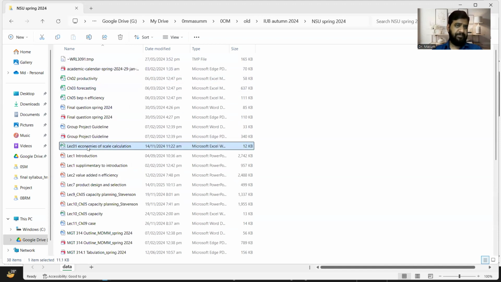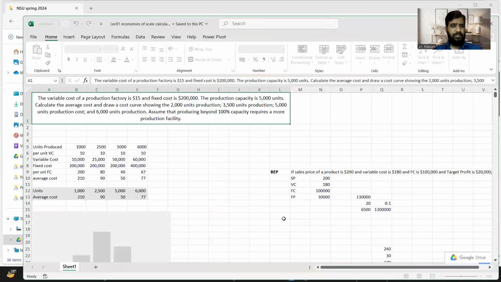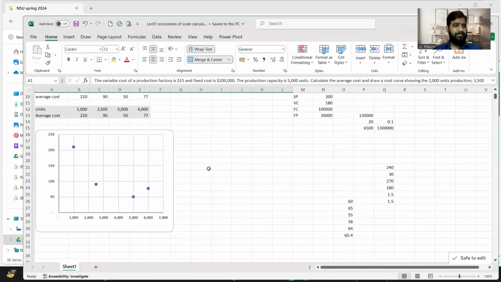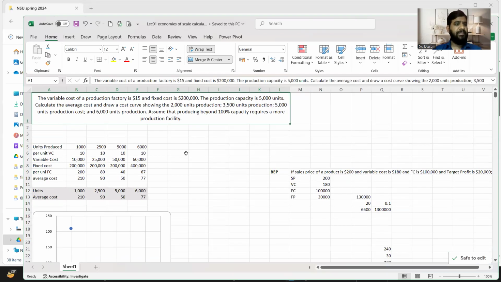Economies of scale, yes. So it is the problem. The average cost.